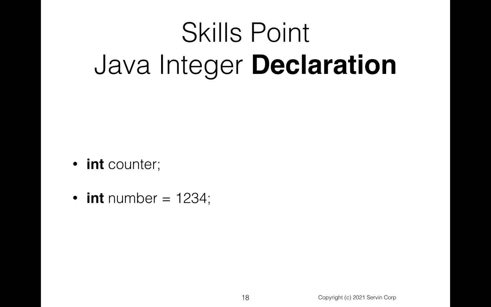So declaring them, you've probably done this many times. For example, int counter, if you want to declare a variable called counter that's of type int, or if you want to declare it and assign it a value, here I have an int number equals 1234.